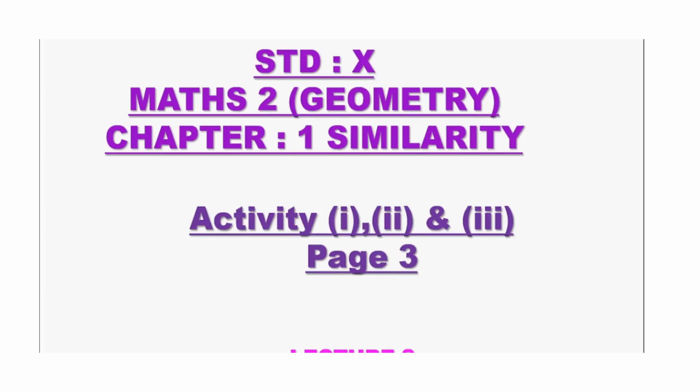I hope you have watched the first lecture and understood what is similarity and also the three properties and formulas of ratio of areas of triangles. If you have not watched the first video, please watch it as it will make you understand the chapter better. I have put the link of this video in the description.